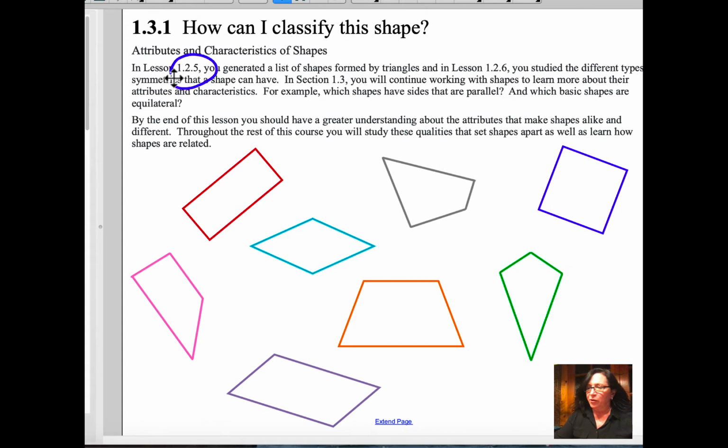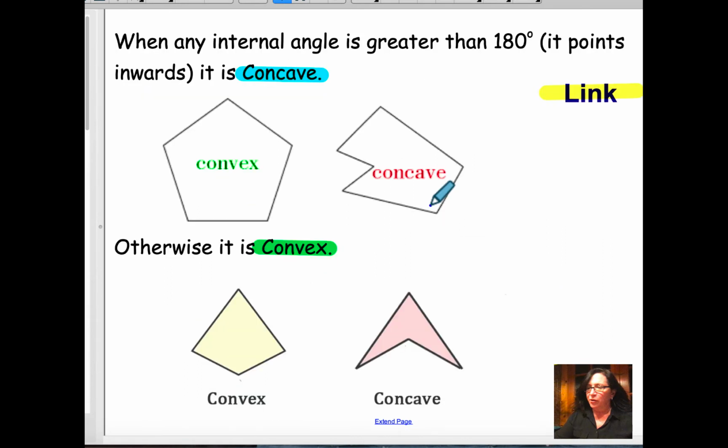In 1.2.5, prior to today, you did shapes formed by triangles. We did isosceles triangles, we talked about scalene triangles, we talked about equilateral triangles. We're going to continue working with shapes and then talk about the attributes of each individual one. So before we do that, we're going to talk about the difference between a concave and a convex shape.